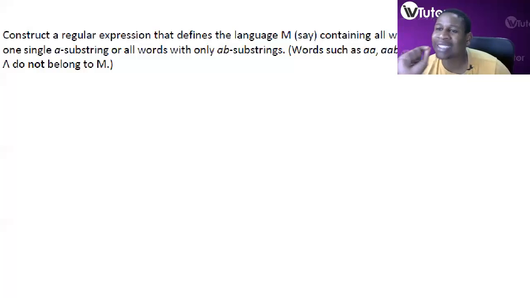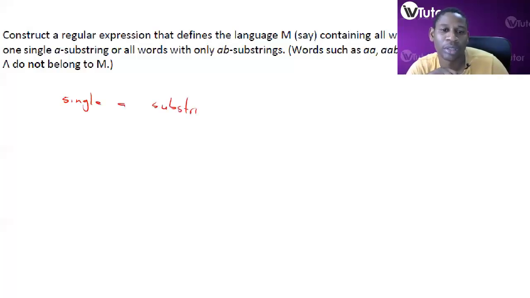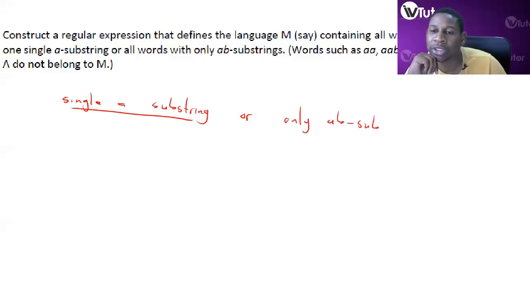So we need all words with either a single A substring, or all words with only AB substrings. They go on to say that words such as AA, AAB, and so on do not belong to M.